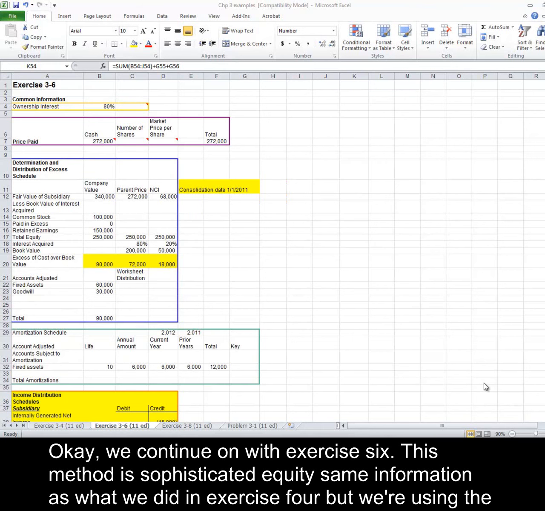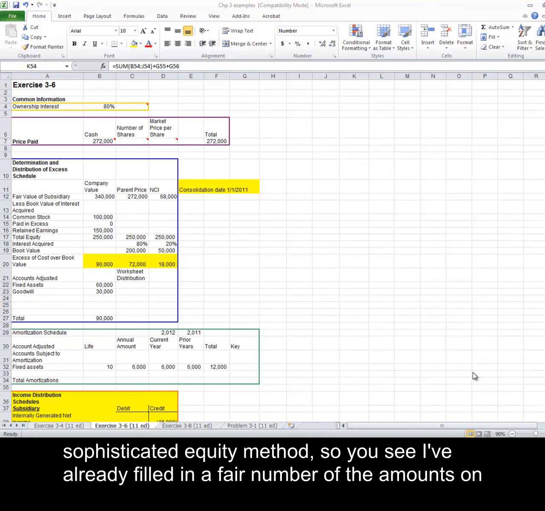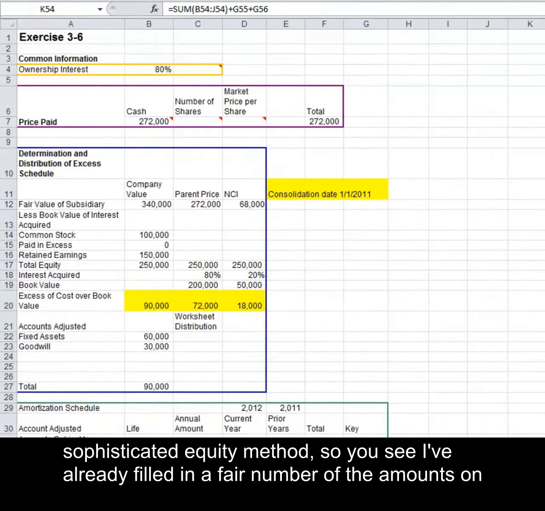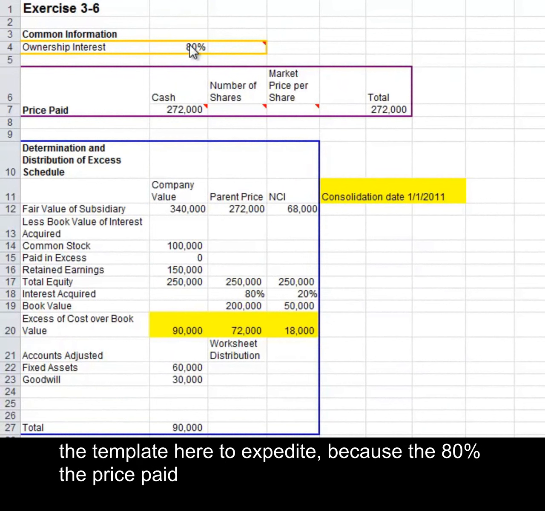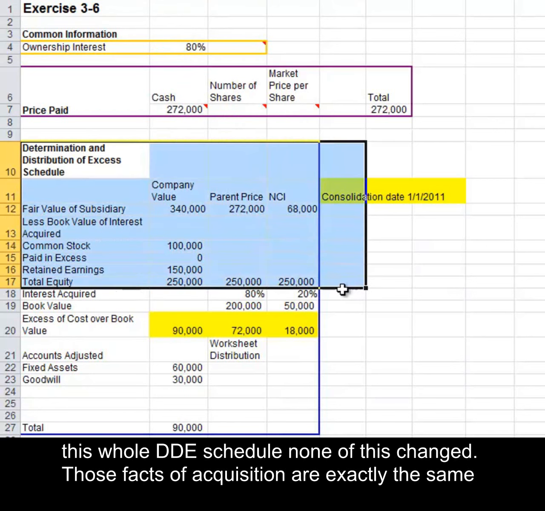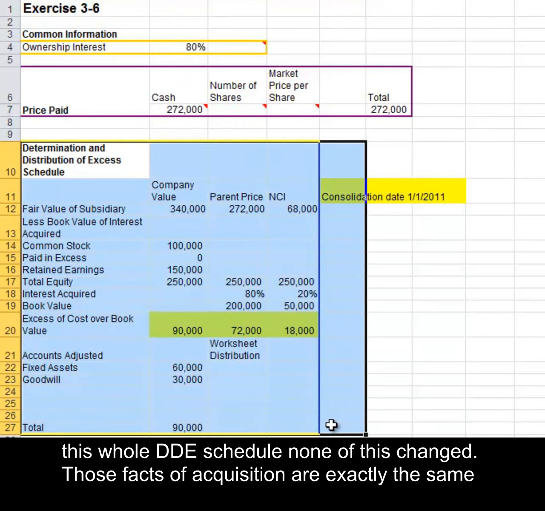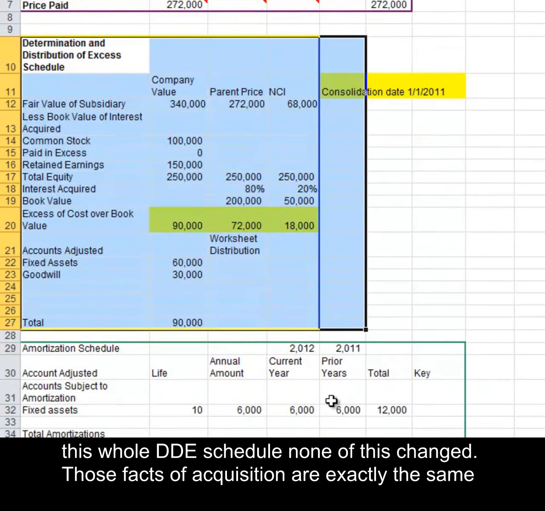Okay, we continue on with exercise 6. This method is sophisticated equity. Same information as what we did in exercise 4, but we're using the sophisticated equity method. So you'll see I've already filled in a fair number of the amounts on the template here to expedite because the 80%, the price paid, this whole DDE schedule, none of this changed. Those facts of acquisition are exactly the same.